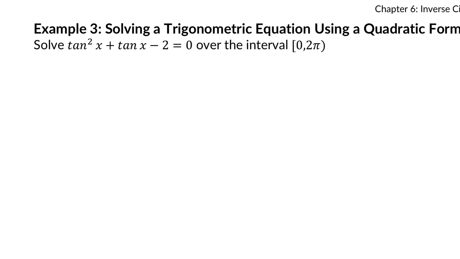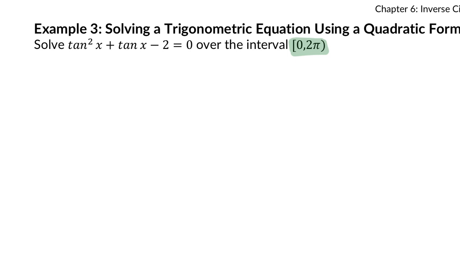Okay, here we go. We're going to solve tangent squared of x plus tangent of x minus 2 equal to 0 on the interval from 0 to 2 pi. Because this is between 0 and 2 pi, are we measuring in degrees or radians? Radians. And will we give a general solution? No, because it tells me only to answer on 1 rotation of the unit circle.